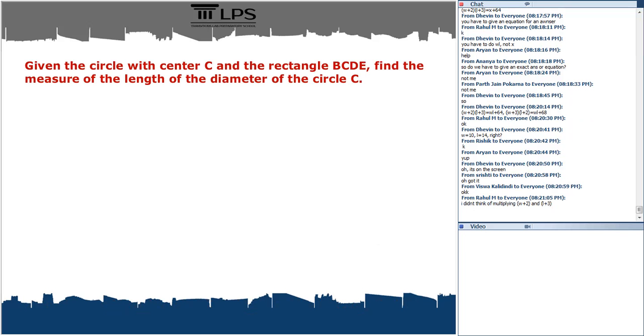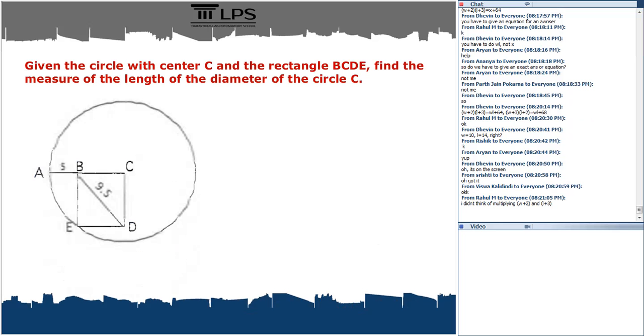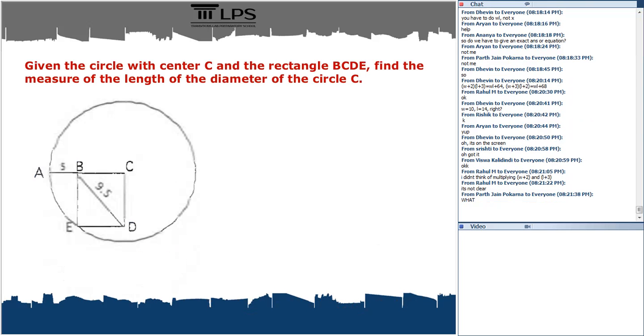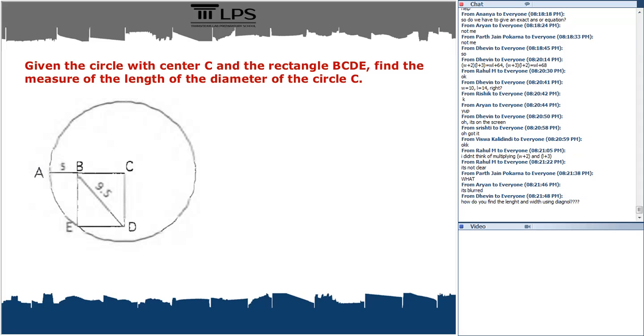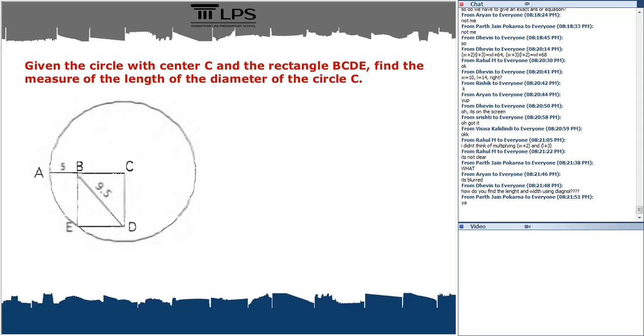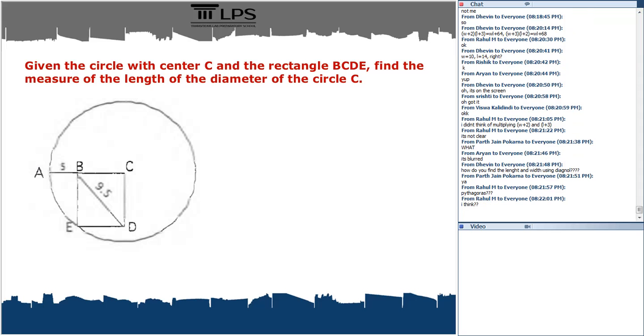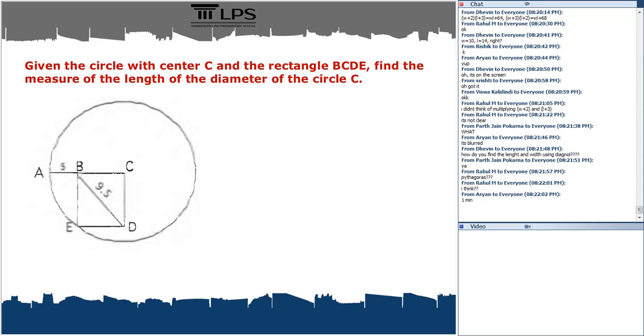Okay, I've changed the question now. Look at that question. Given the circle with center C and the rectangle BCDE, find the measure of the length of the diameter of the circle C. There is a diagram given there. Anybody who has the answer? Yes.